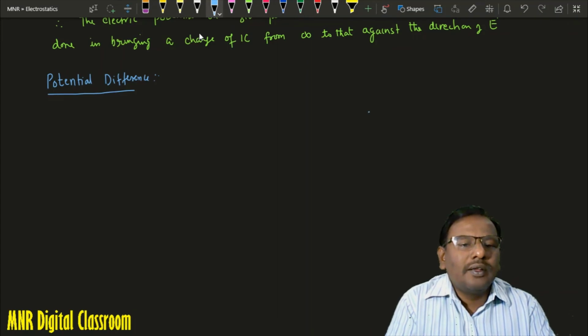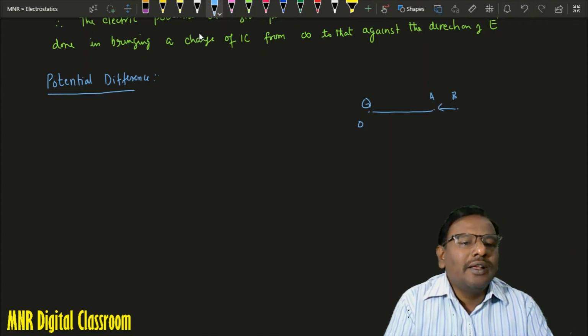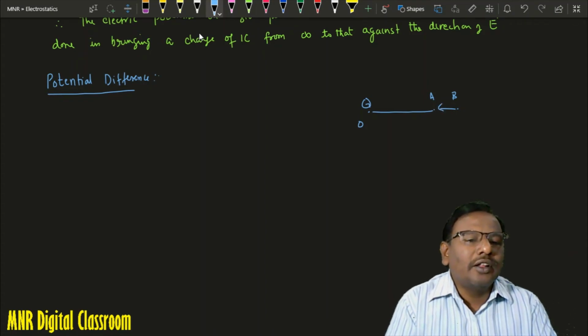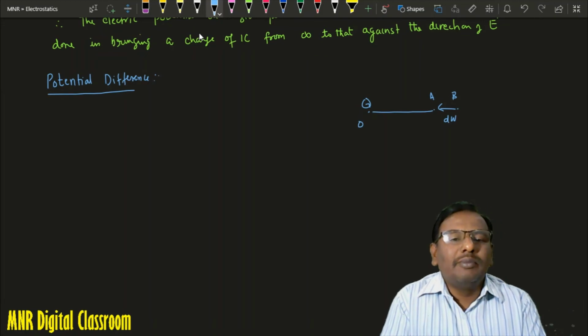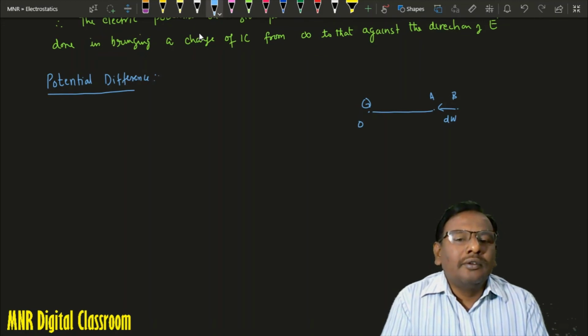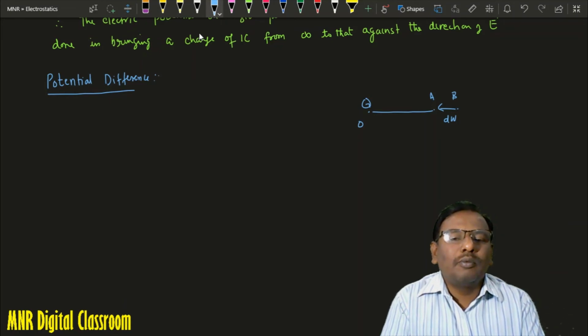Suppose I place a charge Q at O, and we try to move a test charge between two points, say A and B, against the direction of the electric field. In order to displace the charge from one point to another, a certain amount of work is to be done. This amount of work done in bringing a charge from one point to another is called the potential difference.